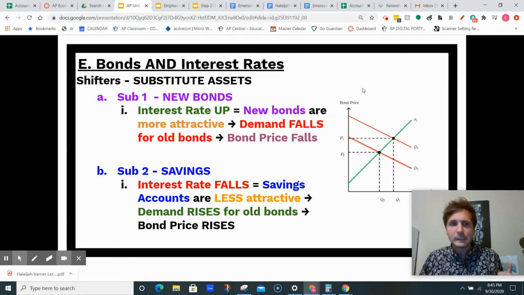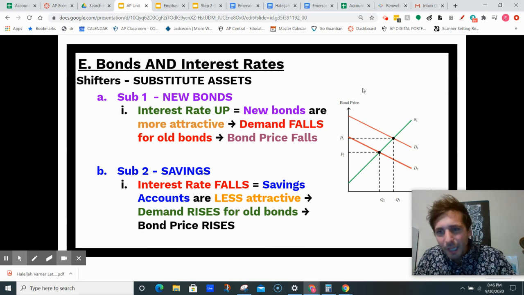And vice versa. When interest rates rise, my new bonds are more attractive. My savings accounts are more attractive. Previously issued bonds, less attractive. I don't want those because they pay a lower interest rate relative to the new one. And so I demand less of the old bonds. Old bonds far outnumber the new bonds. So when we demand less of the old bonds, the price of all bonds falls.